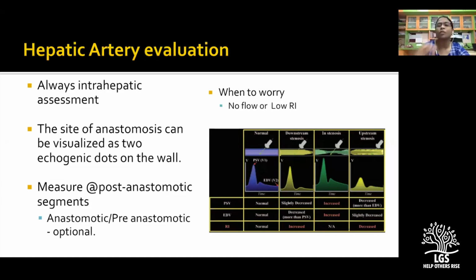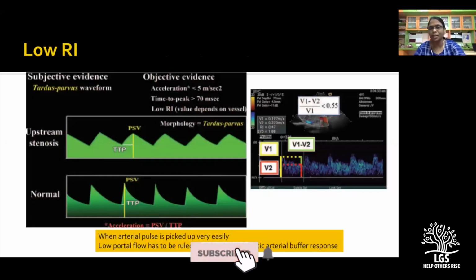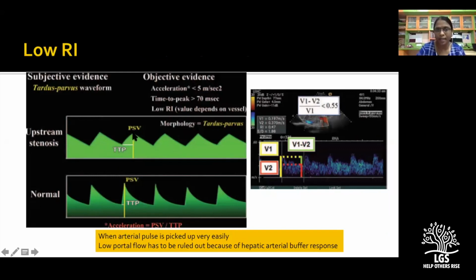then we have to proceed with the CT angio to confirm the diagnosis of hepatic artery thrombosis. So whenever we see a low RI in the intrahepatic segment of the hepatic artery, what I mean by low RI is the resistive index is less than 0.5, and the waveform looks like this. This is called a pulsus tardus et parvus pattern. That is, the peak systolic velocity is much lower, and there is a slow rising systolic peak. Because of this, the acceleration time is increased. Normally it is less than 80 milliseconds. In this scenario, it becomes more than 80 milliseconds.